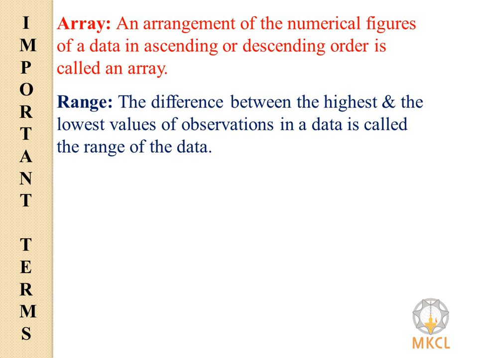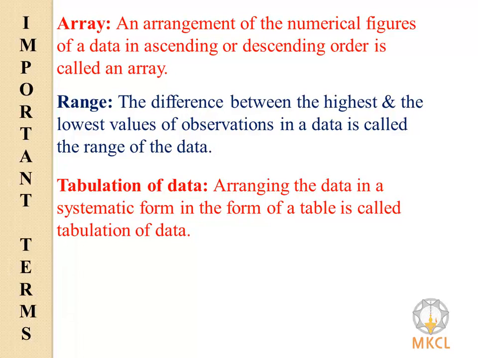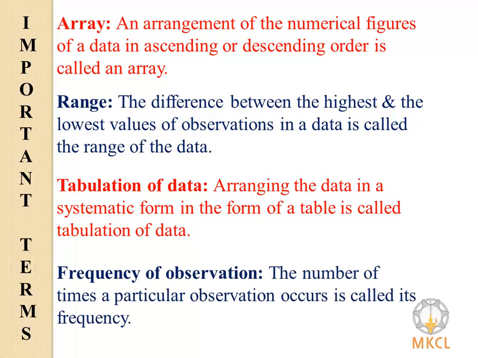Range. The difference between the highest and the lowest values of observations in a data is called the range of a data. Tabulation of a data. Arranging the data in a systematic form in the form of a table is called tabulation of a data. Frequency of observation. The number of times a particular observation occurs is called its frequency.